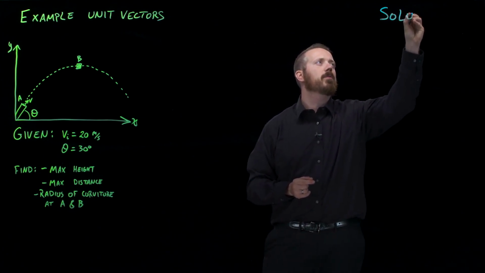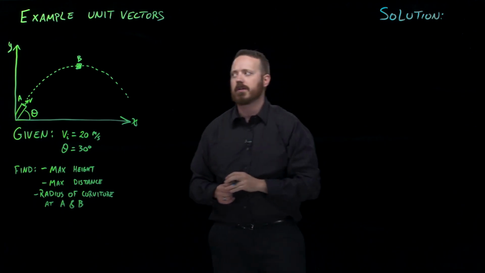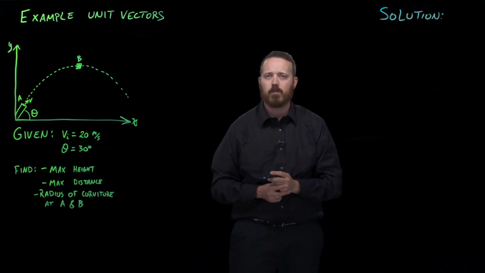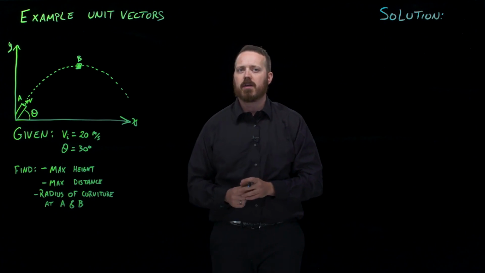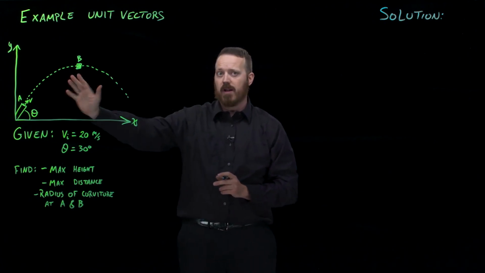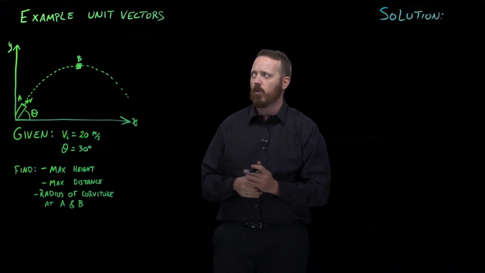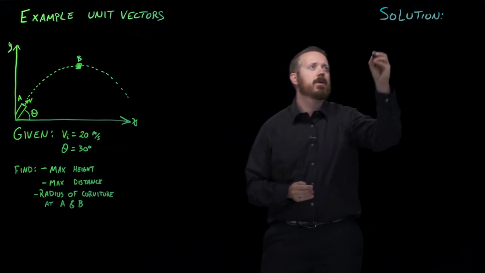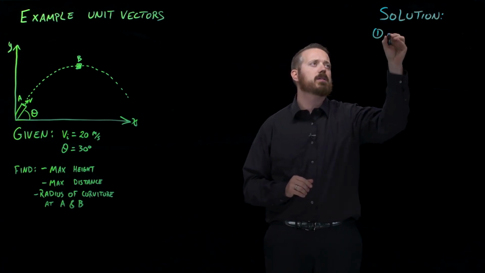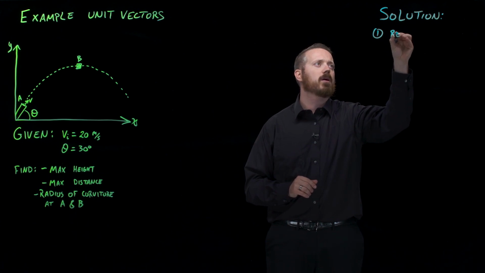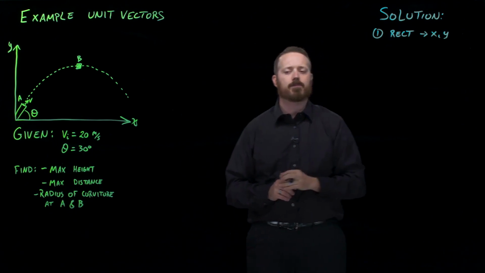So given what we know, we want to find the information. Let's work on a solution process. First of all, let's look at these first two, maximum height and maximum distance. These are things that make sense in a global reference frame. So let's use our Cartesian or XY coordinates to determine those. So the first part, height and distance, we're going to use our rectangular or Cartesian coordinates. So these are going to be our XY coordinates.